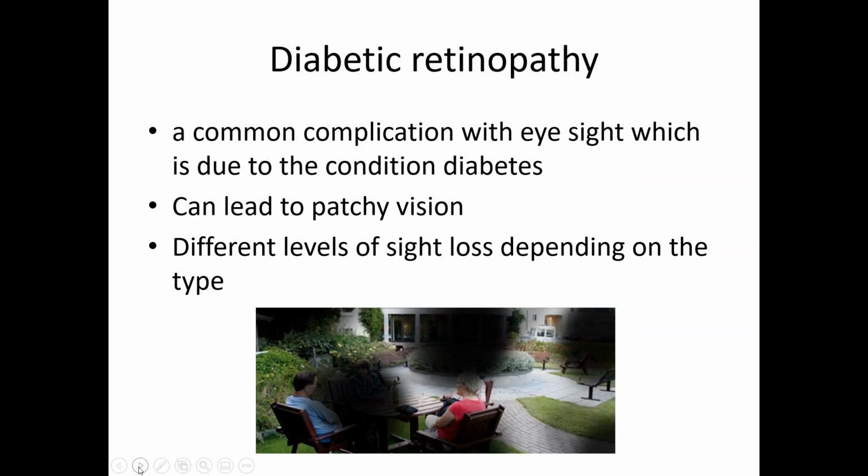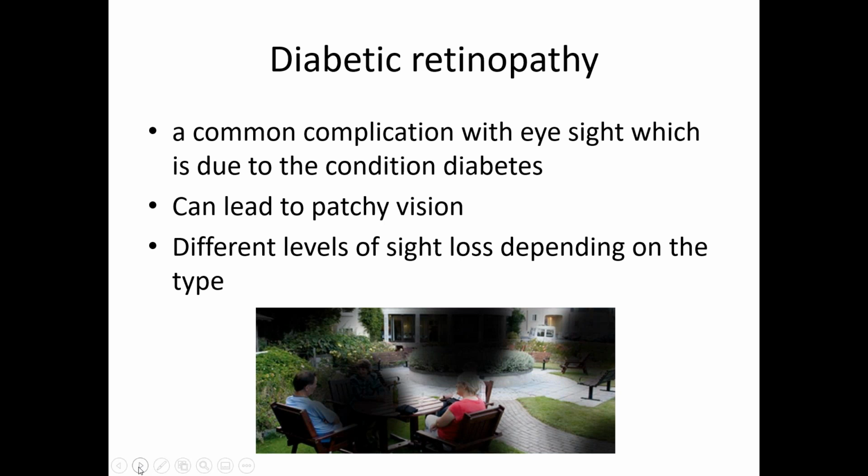Then we have things like diabetic retinopathy, and this is like patchy vision, and it can cause challenges. When I do this workshop and I give simulation specs out and get people to try them on, often they say this one isn't as bad as the others. Obviously, we're simulating the experience of being able to see in that way, and we can take those glasses off.